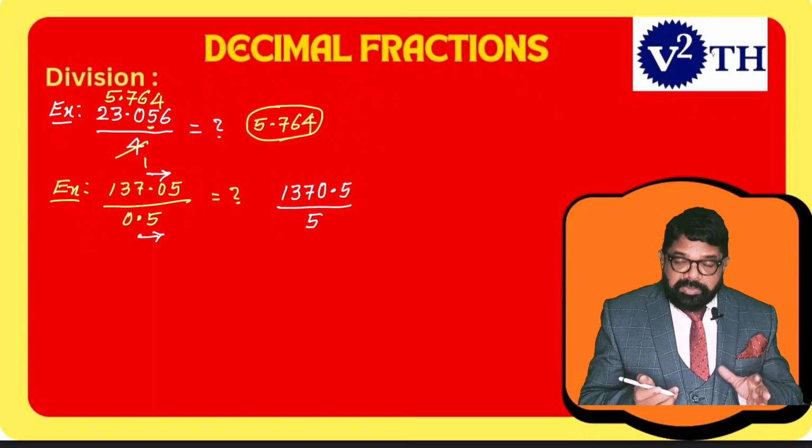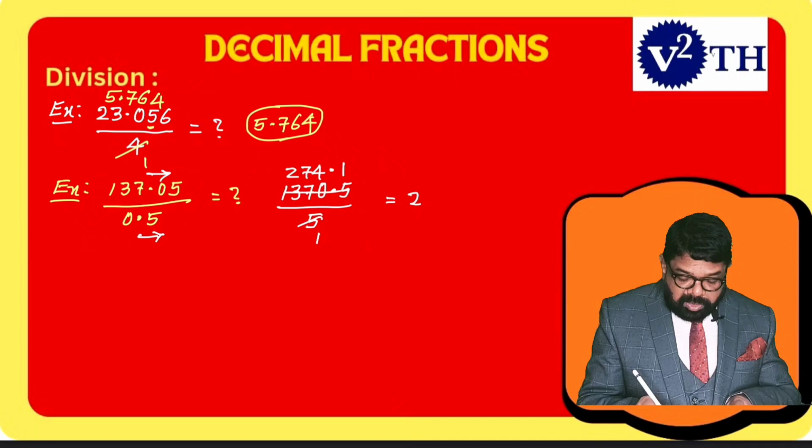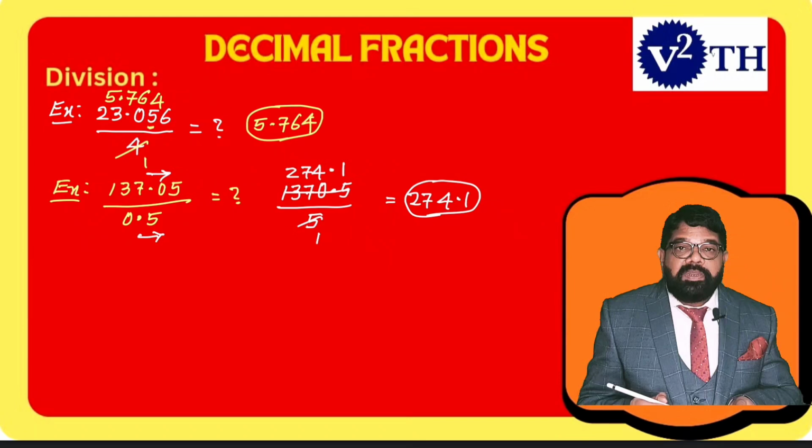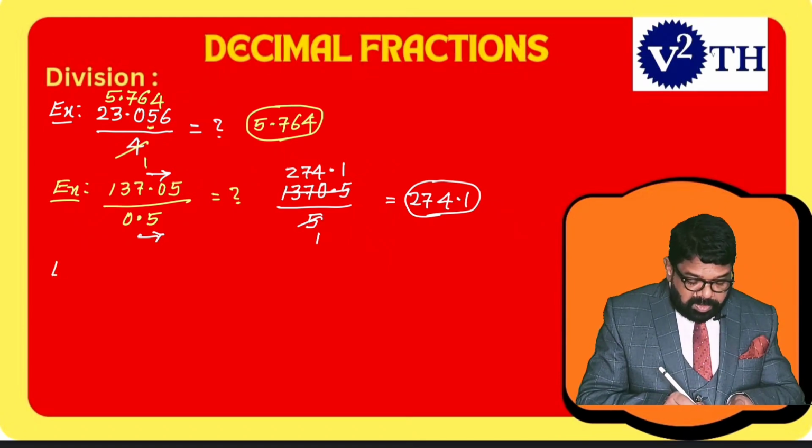Now we know general division. How can you do it? Now cancel with 5. 5 twos are 10. 5 sevens are 35. 5 fours are 20. 5 ones are 5. So what is the answer now? 274.1 it is. So when a decimal is given in the denominator, first you remove it. Now one more example I will discuss with you to understand very clearly.